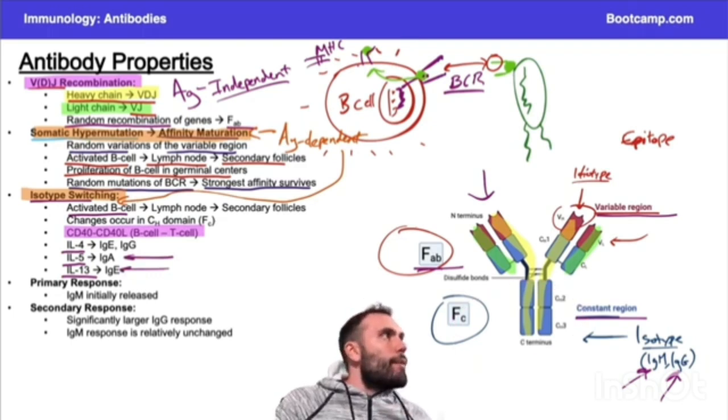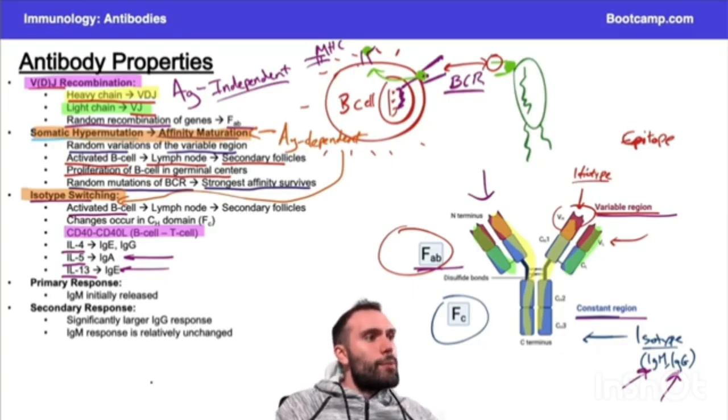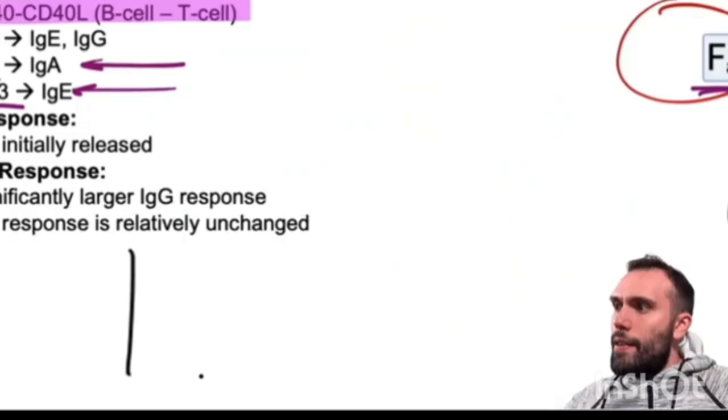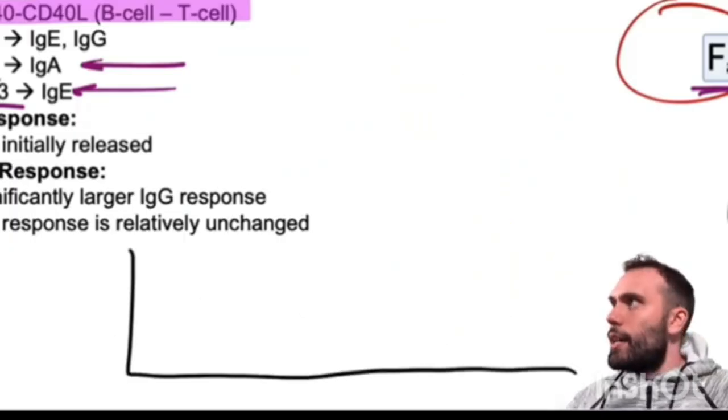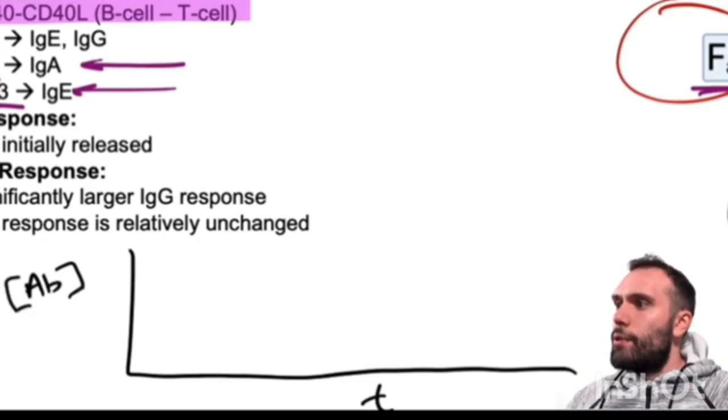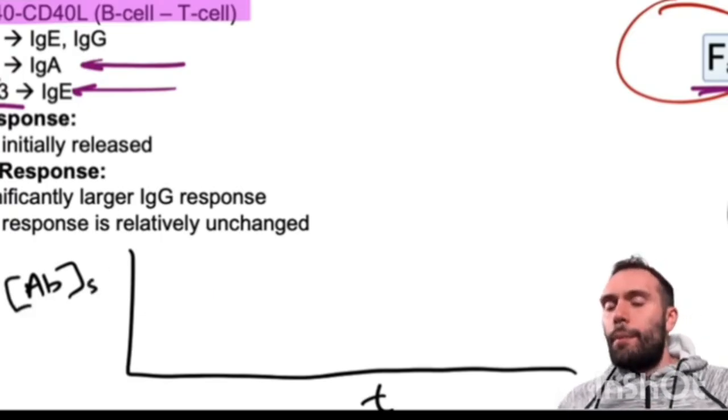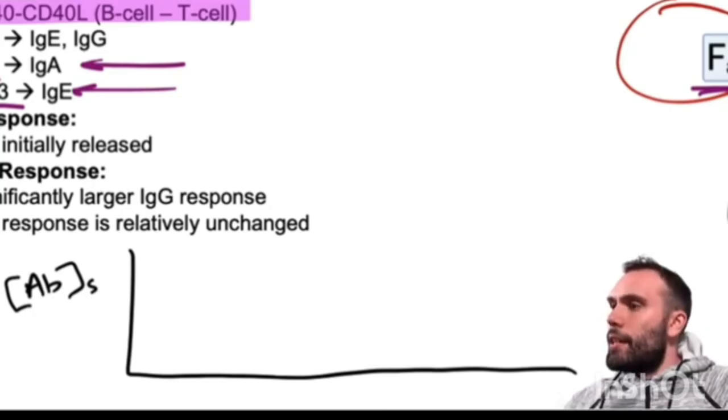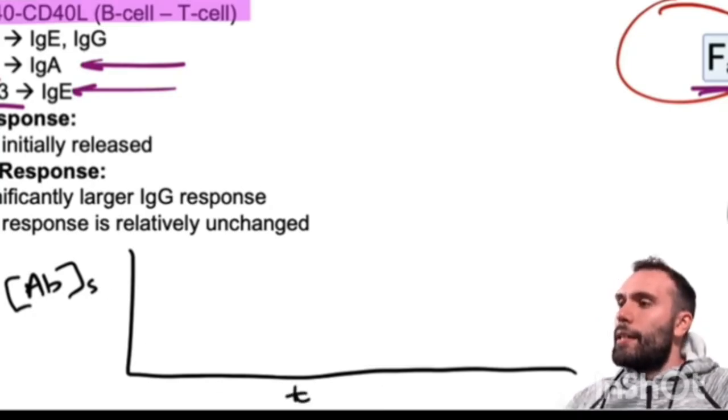Now, the last thing I want to talk about here is the primary response versus the secondary response. And this is actually pretty intuitive to kind of understand. So let's just say that this is time, and then let's just say that this is antibody concentration in the serum. Okay, I'll just put an S there for serum. So this is my antibody concentration in the blood or the serum, and then I have time here on the x-axis. I'm going to move it over so we can see it better. Okay, so this is time, and then we have antibody concentration in the serum.